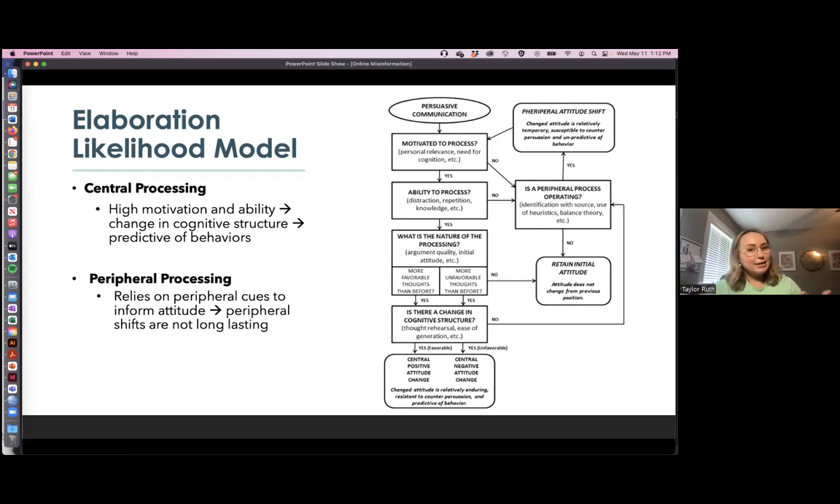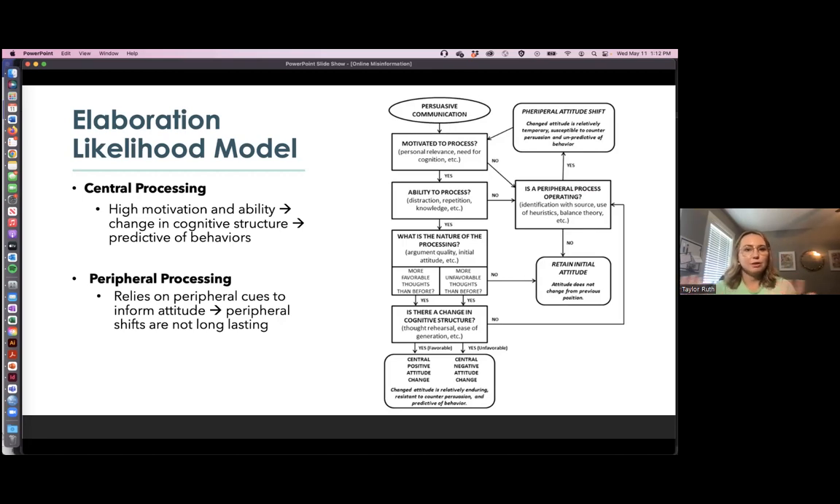More often than not, we're either not going to find the information relevant, or perhaps we're not going to have a lot of knowledge about it. So we're not going to elaborate a lot on that information, and we're going to rely on peripheral cues and go through this peripheral processing instead, where we have these small shifts in attitude that don't last for a super long time and are not always predictive of our behavior in the future.